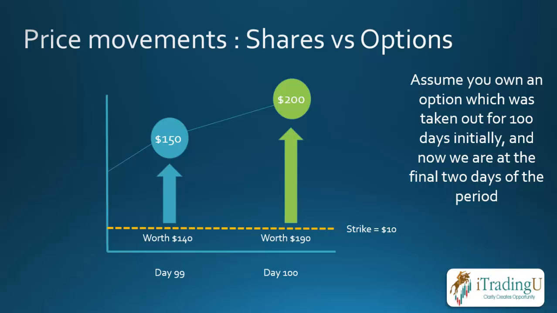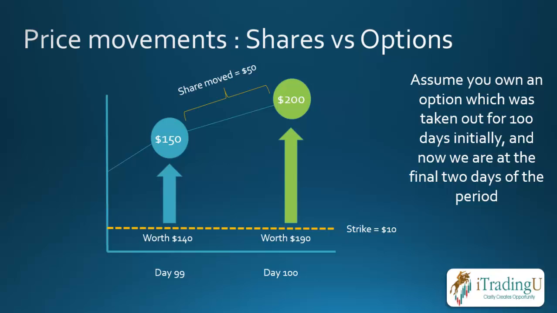And how did we get that? The share price is now worth $200. We own the right to buy the share at $10. So by spending $10, we're going to be able to buy something that's worth $200. So that is worth in and of itself $190. Because remember, this is the final day. Today we're exercising the option. We don't have anything else to worry about.